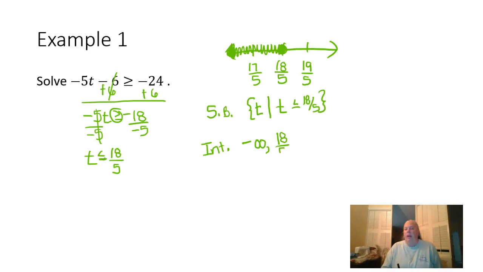And now we decide on how to enclose them. Infinity will always get a parenthesis, and the 18 over 5 is going to get a bracket because it had a closed circle on the graph, and that was all because of the equal to in the less than or equal to.